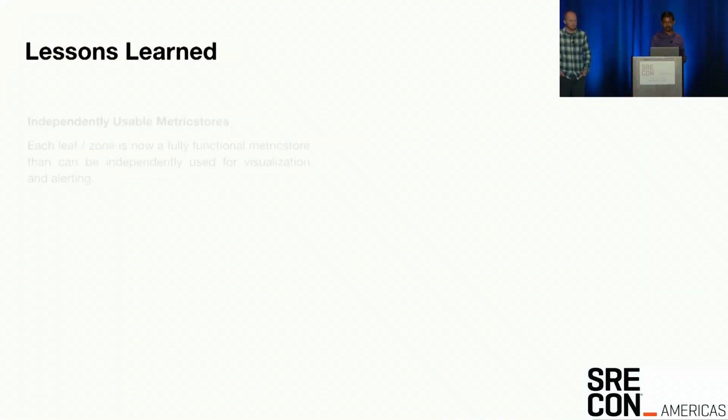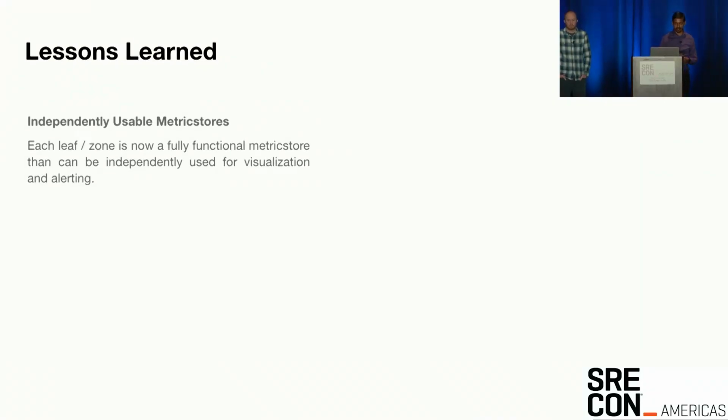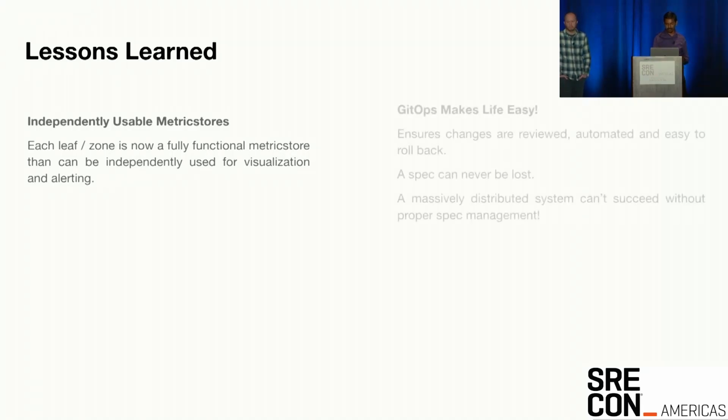So some of the lessons that we learned. Independently usable metric stores make life a lot easier, especially when you have root level outages and things like that. You can have something like a Grafana dashboard that's shipped to each and every Kubernetes cluster along with our query endpoints. So worst case, you can just view the dashboards for that cluster, and you should still be able to do operations effectively.